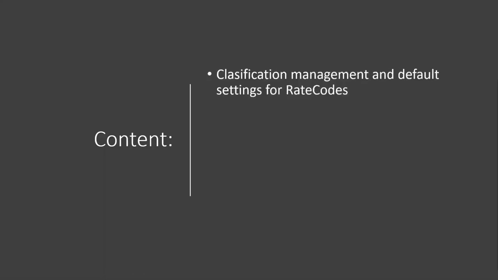Our journey starts with classification management and default settings for rate codes. Hotel Time provides many variations of settings to customize it to suit your needs. Hotel services and revenue departments are the core system parts. It's very important to understand the settings to have a very deep revenue analysis.